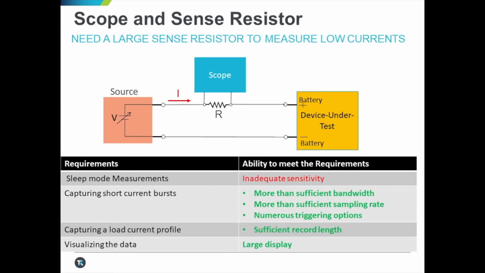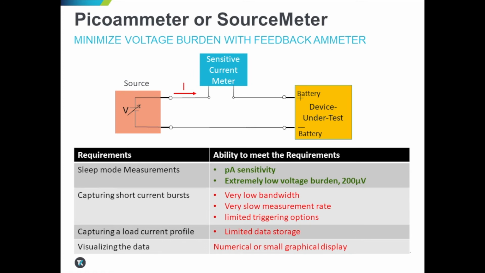A second setup will be for scope signal capture with a large sense resistor placed within the circuit. At a high level, we see the same broad performance scorecard as in the previous setup, where we are able with the scope to have very sufficient bandwidth, sufficient sampling rate, and a number of scope triggering options, but where we cannot get below milliamps for the deep sleep mode measurements that are required. So let's look at two low current measurement options, which is depicted above, one being a Picoammeter and the other being a SourceMeter.